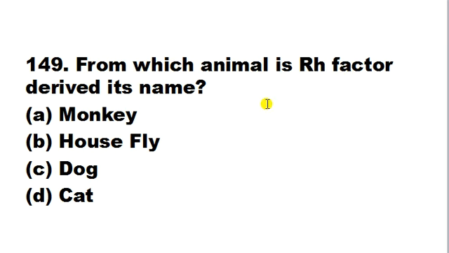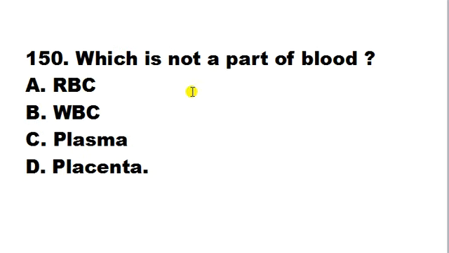That means the monkey contains Rh factor, so it is derived its name from the rhesus monkey. The Rh factor was derived from the rhesus monkey. Which is not a part of blood? RBC, WBC, plasma, placenta. So here the correct answer is D.